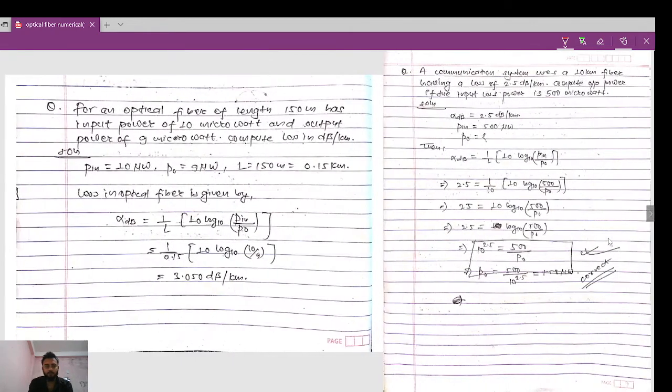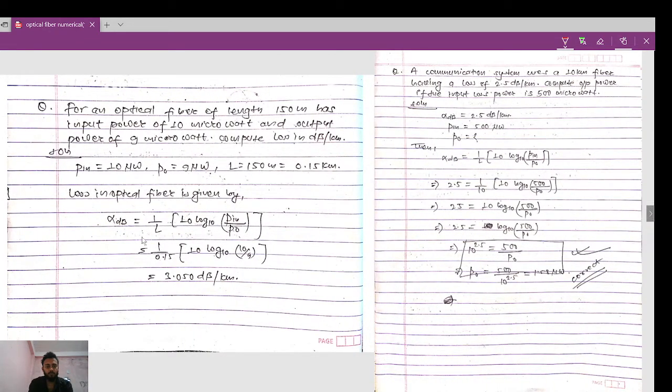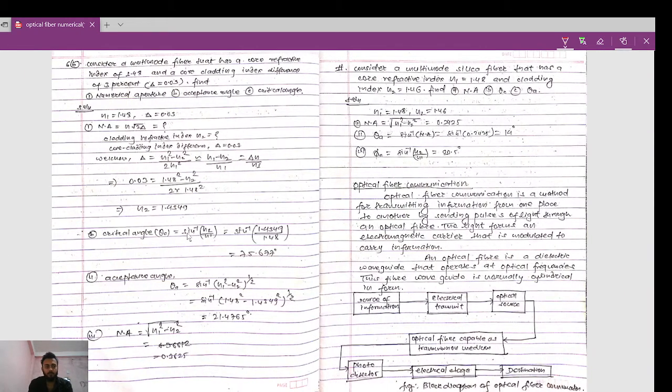Suppose we have to calculate loss in optical fiber. In terms of length we have the formula alpha dB equals 1 upon L into 10 log 10 P in upon P naught. Similarly, to calculate numerical aperture we have n into root under 2 del, and to calculate del we have n1 square minus n2 square upon 2 n1 square, where n represents the refractive index. Or simply we can write n1 minus n2 upon n1, or we can write del n upon n1.